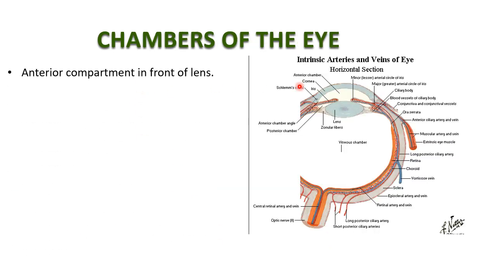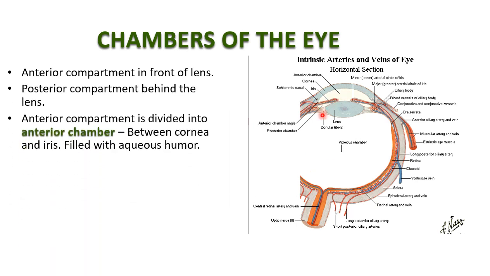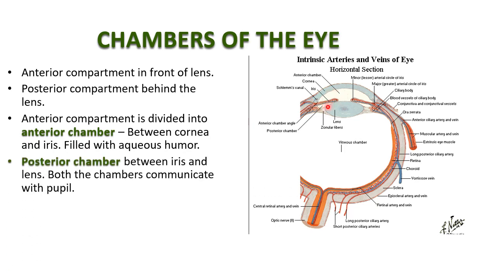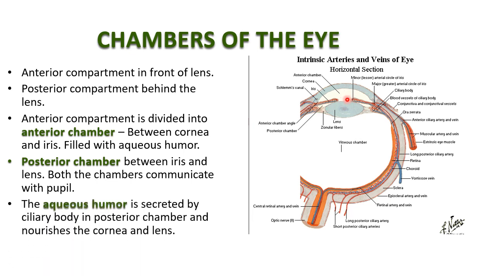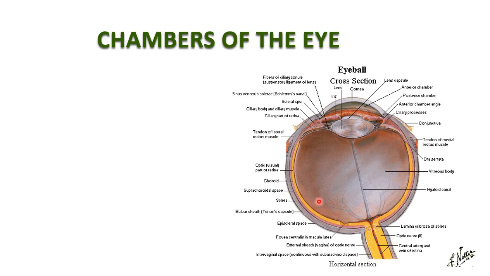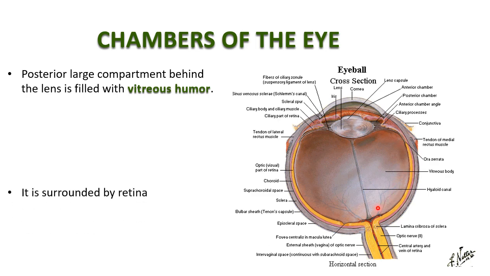So the chambers of the anterior compartment, in front of the lens, you are able to see that, is divided by the iris into the anterior chamber and the posterior chamber. The anterior chamber is between the cornea and the iris, filled with aqueous humor. The posterior chamber is between the iris and the lens, and the anterior and the posterior chambers communicate through the pupil. The aqueous humor secreted by the ciliary body nourishes the cornea, and it is drained by the canal of Schlemm.